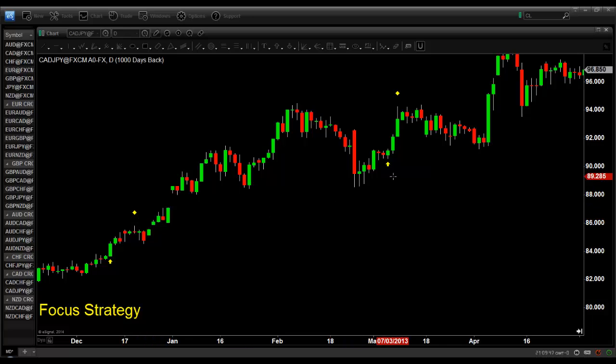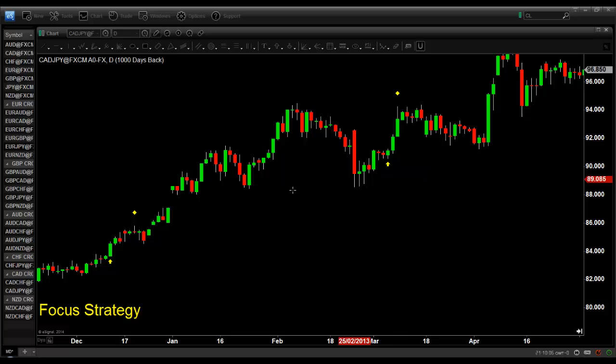Now here we have another setup. Again, we have the setup bar, the first inside bar, the second inside bar, and then on the break of the high of the first bar, we are into a winning long trade.